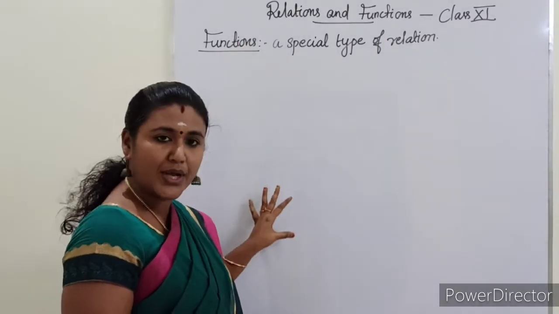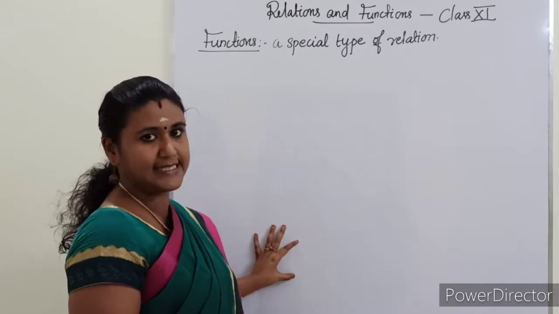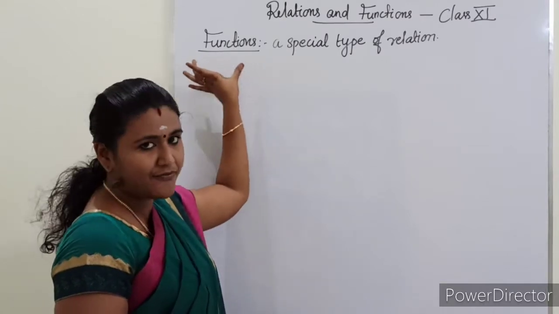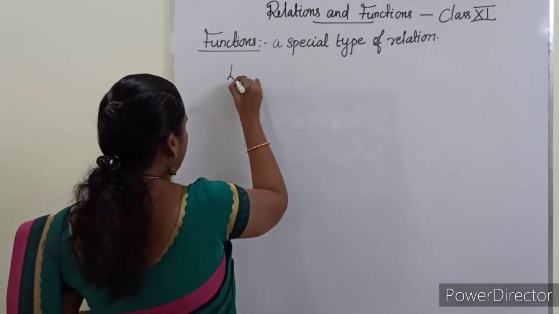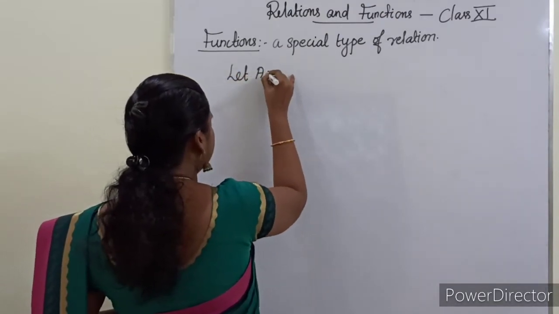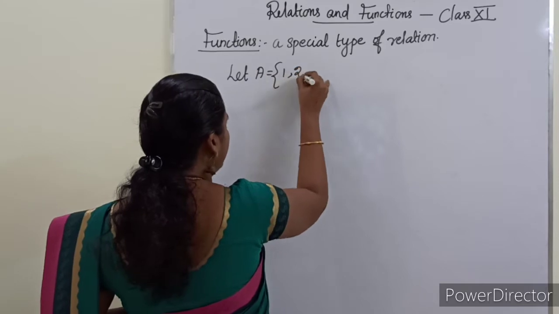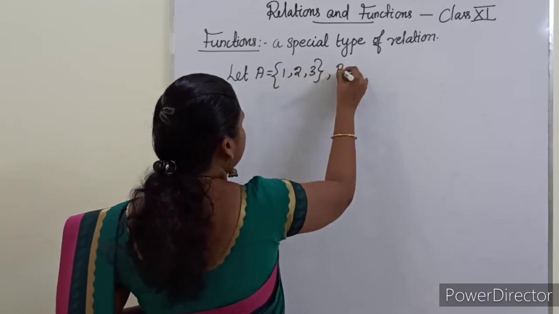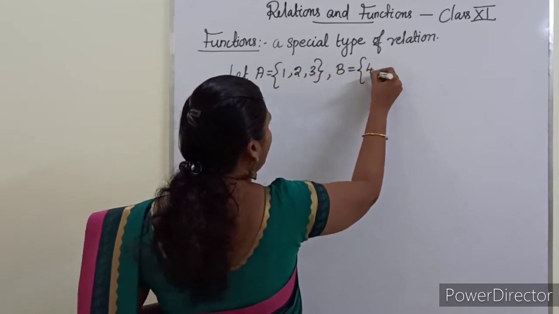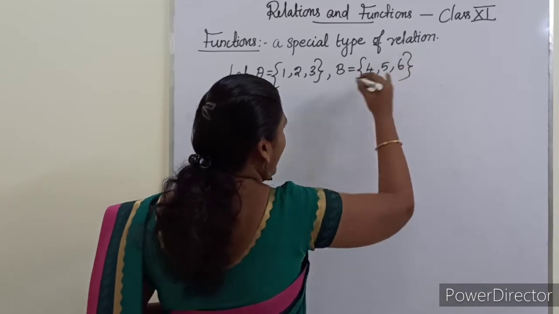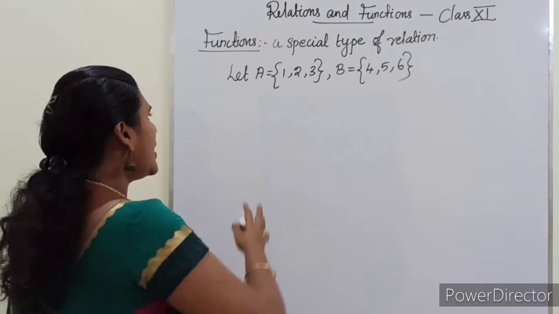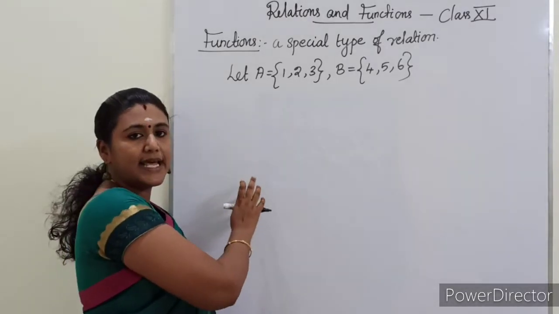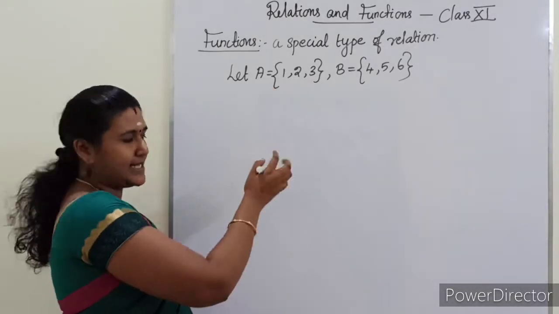Okay, so now, through an example, we are going to see the concept of function. So let us take two sets A and B. Let A be equal to the set {1, 2, 3} and B be equal to the set {4, 5, 6}. So we have two non-empty sets A and B. We are going to define a few relations on these two sets.